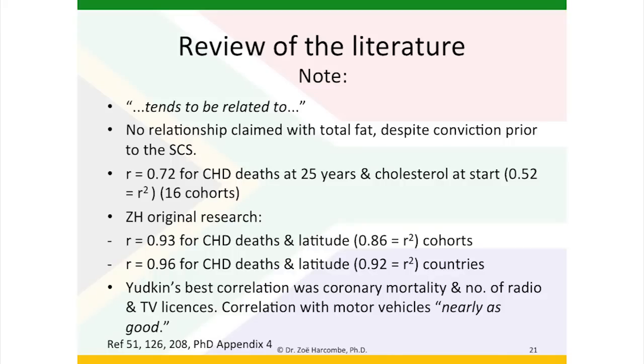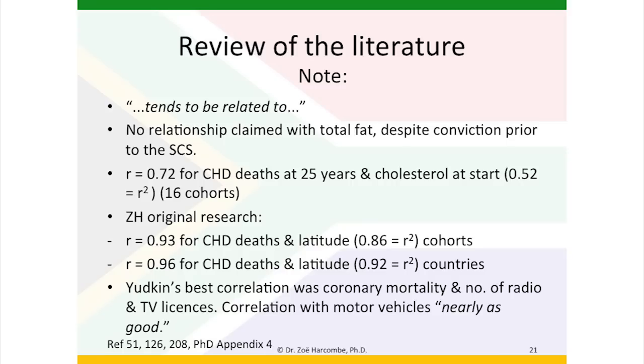If you look at the coronary heart disease deaths and the latitude of the countries, the relationship becomes almost perfect, 0.96 and R squared of 0.92. I may not see a stronger correlation between two variables in the rest of my life as a researcher. That's how strong that relationship is. And does it make sense?